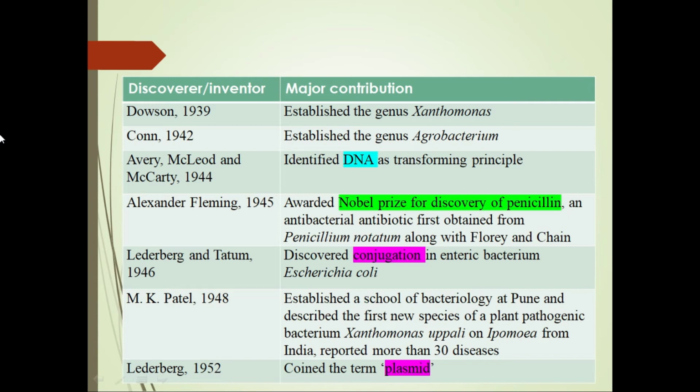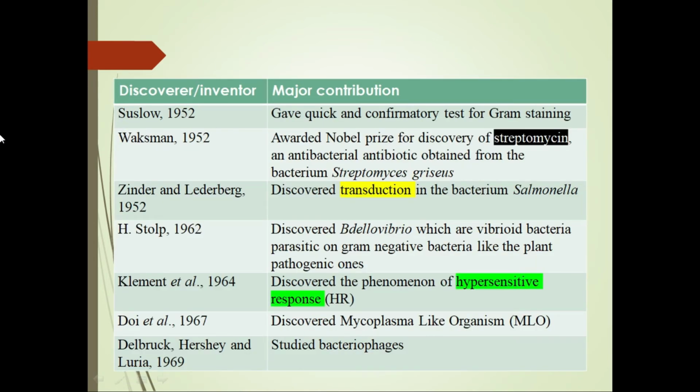Then the plasmid, which is an extrachromosomal covalently closed circular self-replicating DNA. The term was coined in the year 1952 by Lederberg. We know that gram staining is a method of characterizing bacteria to two groups, gram positive and gram negative. But it is a bit long process. Suslow in 1982 gave a quick and confirmatory test for gram staining using 3% potassium hydroxide. It is a quick method and also confirmatory method of gram staining.